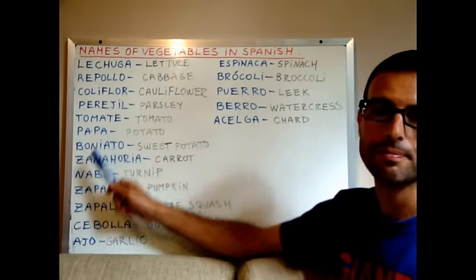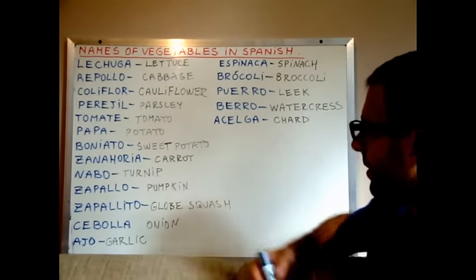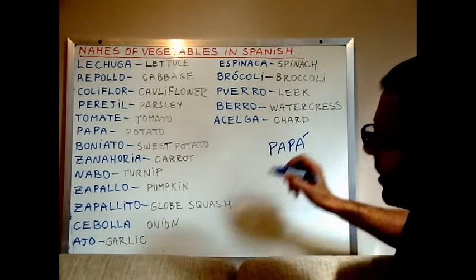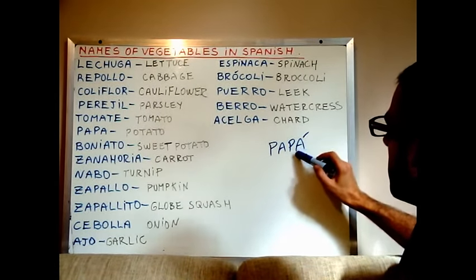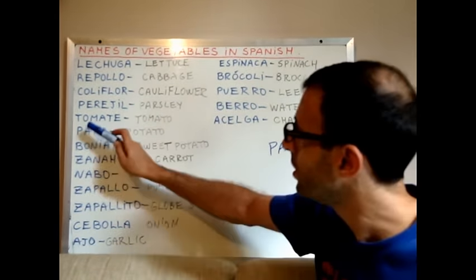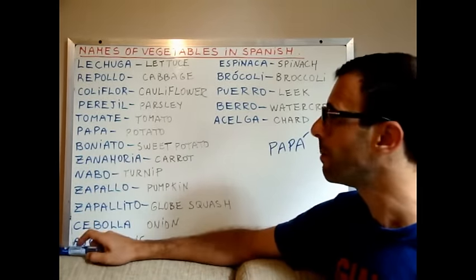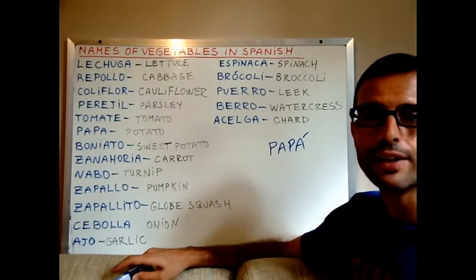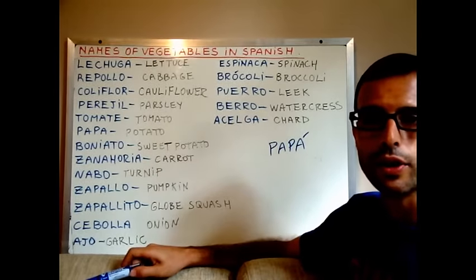Potato is papa, right? Different than the word papa, that means daddy or dad, right? The word papa has a tilde here in the last A, indicating that the accent is in the last syllable, papa. However, the word potato has no tilde. That indicates to us that the accent is in the first syllable. It's papa. Okay? Boniato is the sweet potato. Boniato. Carrot is zanahoria. Zanahoria.